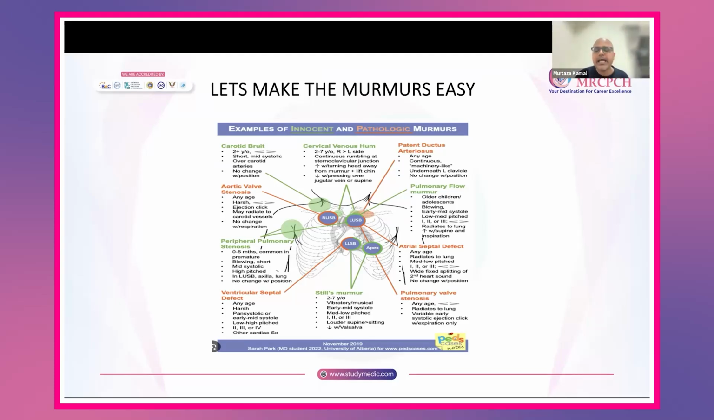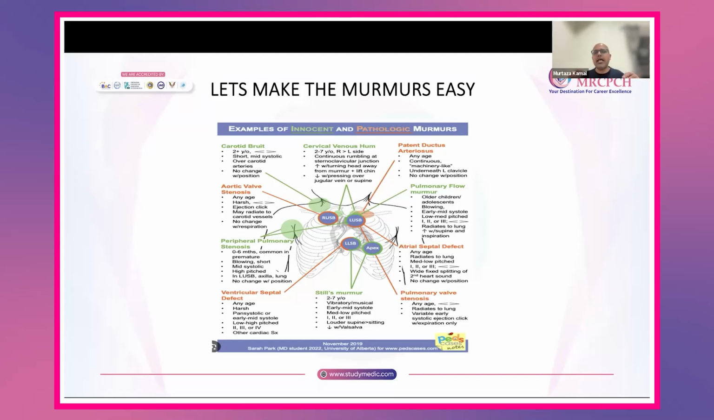Come on to the diastolic murmurs. Again, in the case of diastolic murmur, we'll go below the nipple and above the nipple. Below the nipple, you have two valves to cause the diastolic murmur: either mitral stenosis or tricuspid stenosis. If it is at the apex, it is a mitral stenosis murmur, whereas if it is at the right sternal border, it is a tricuspid stenosis murmur.